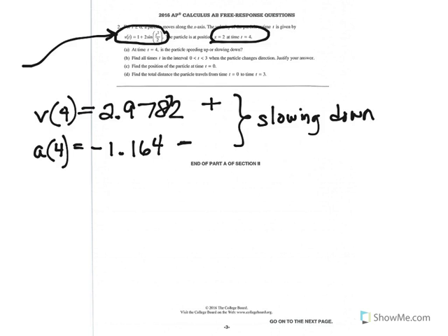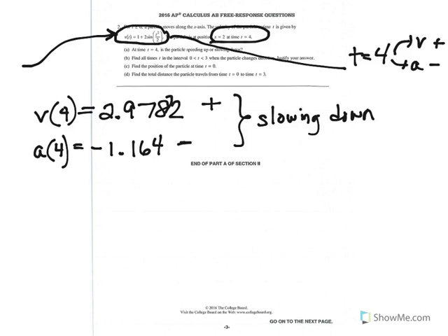The other way I could have done this is I could just graph this thing right here and trace it to t equals 4. If I do so, you would see the value of that graph, which is v, is positive, and the slope of the graph of a is negative, indicating the same thing to me there.